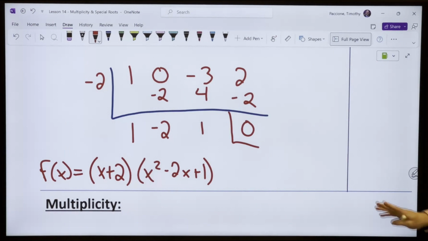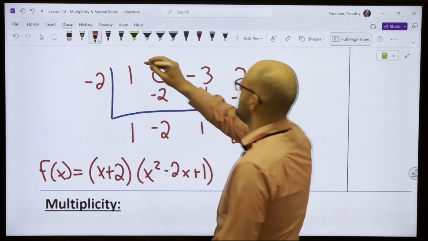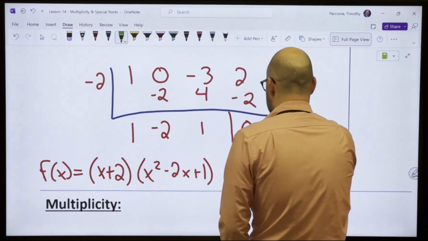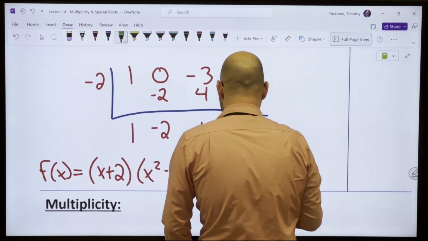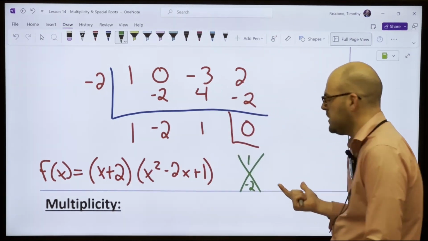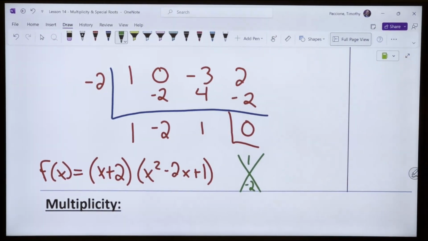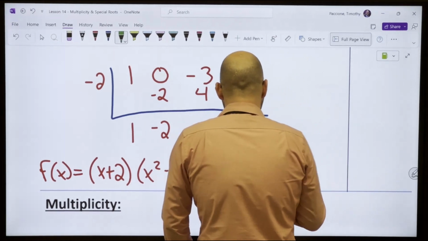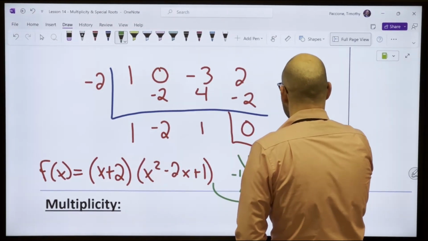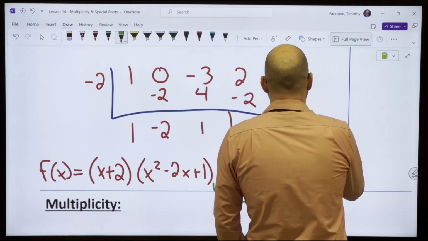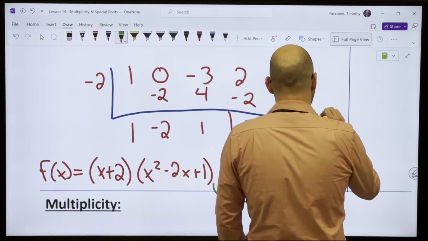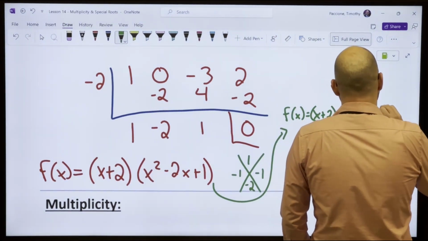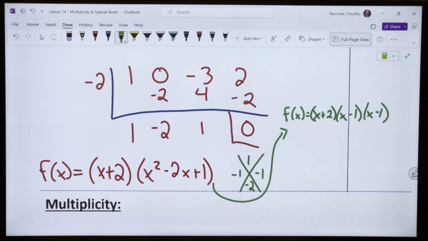Now what do I want to do? I want to continue to factor. So how do I factor this? I would magic x. I got 1 on the top, minus 2 on the bottom. What's the only way for that to happen? Minus 1, right? So now this becomes f of x equals x plus 2, x minus 1, x minus 1. There it is. There's that double root.